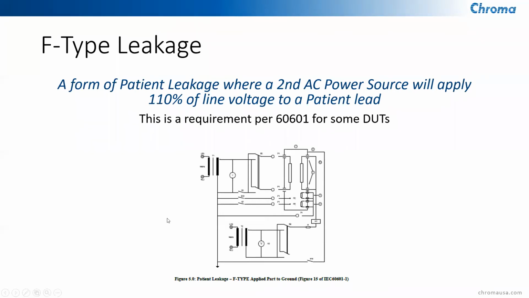So what this will do, not only do you have an AC power source up here outputting 110% of line voltage to power up and run the DUT itself, you're also taking an AC power source and applying 110% of line voltage to a patient lead to see how the device would operate under those conditions. So it's definitely a much stronger and more stringent electrical safety test and leakage current test when you're bringing in a second AC power source.